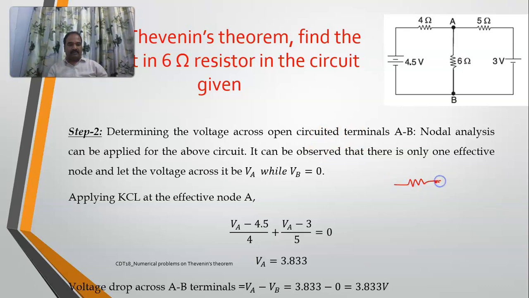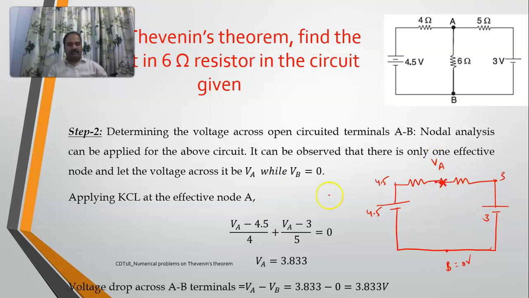I will redraw the circuit. So this was my terminal A and this was my terminal B. So I'll take it as 0 volts. So this is 4.5, right? So this will become 4.5 and this is 3 volts. So this will become 3. This one I don't know, so I'll take it as VA. Okay. So now how many parts does this effective node VA have?